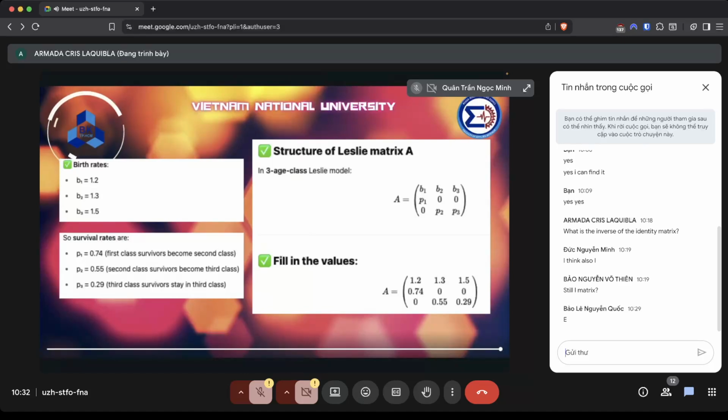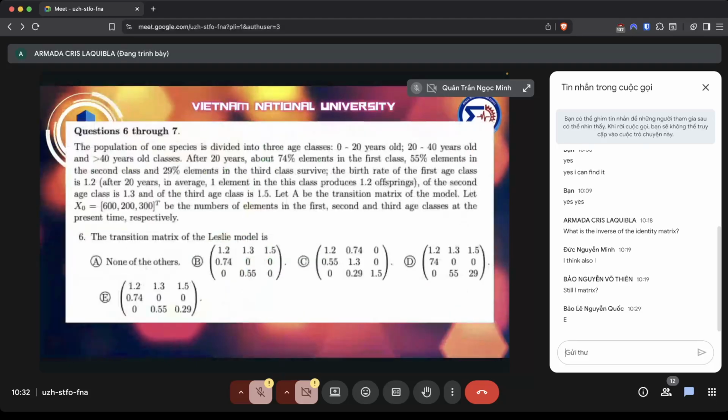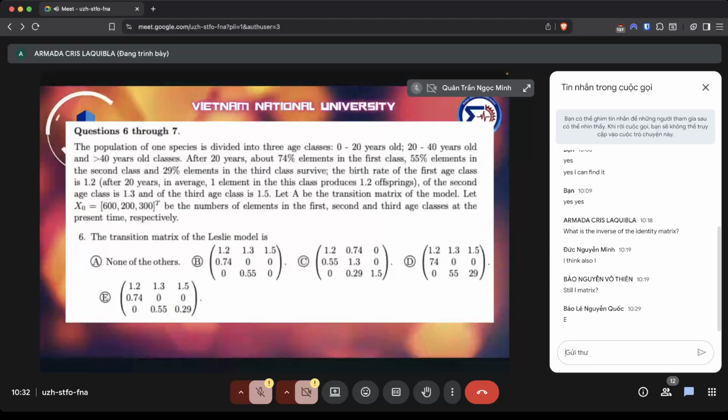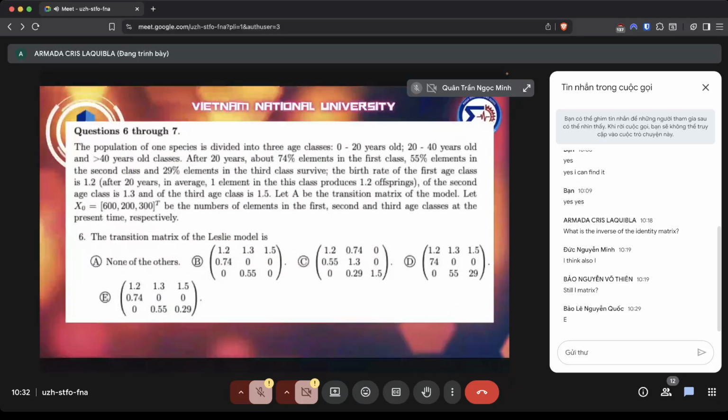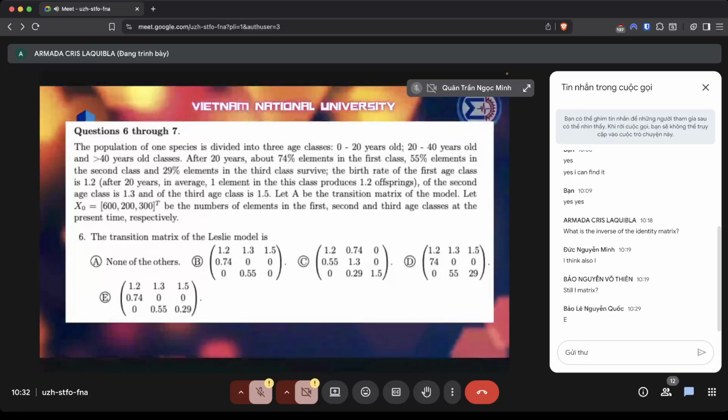Okay, so class, this example is new to you because of this one. And now that's the number 6. Next, number 7.